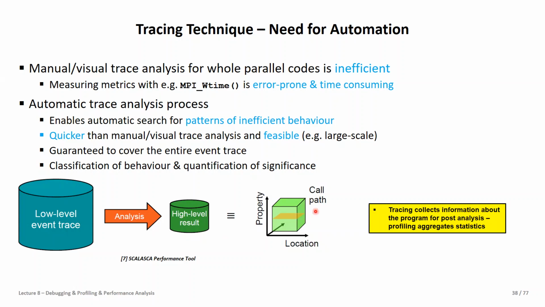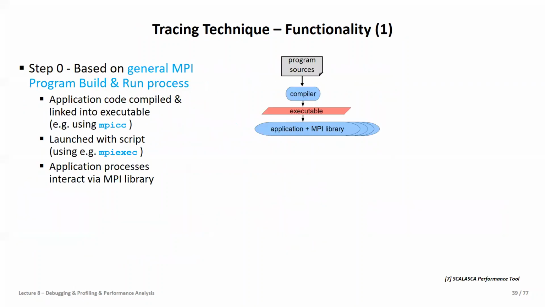So it collects a lot of information about the program for post-analysis. Of course, we want to analyze the performance of this application afterwards, after we have done the run. That's what we call post-analysis. This is done on top of all the profile aggregated statistics that were basically done in this tracing step. Hence, we need several steps to do this.